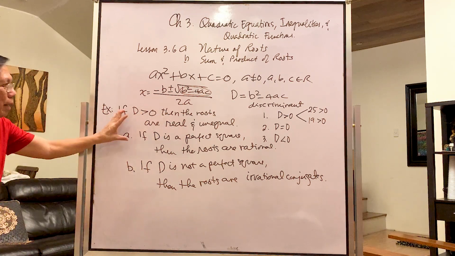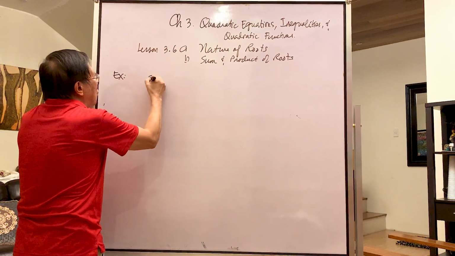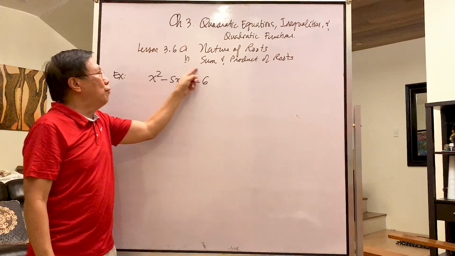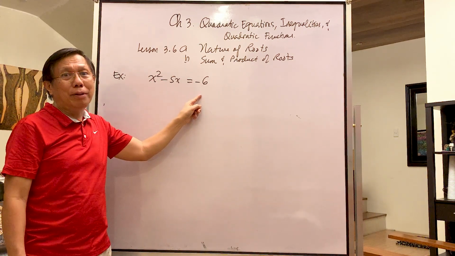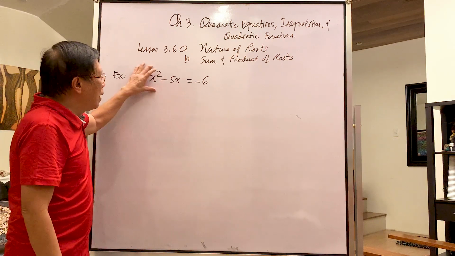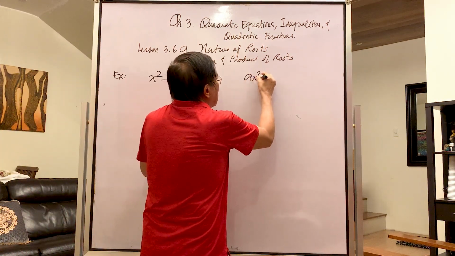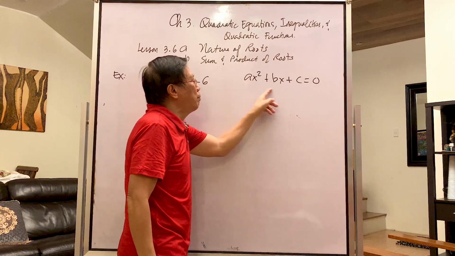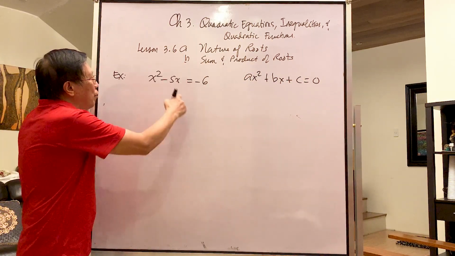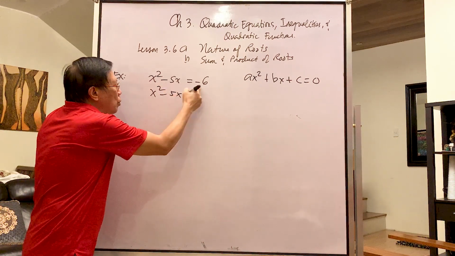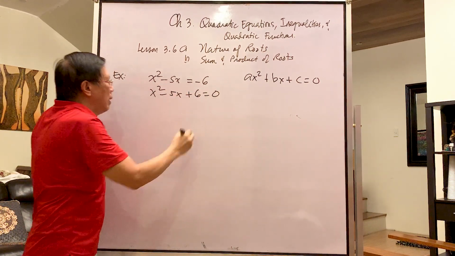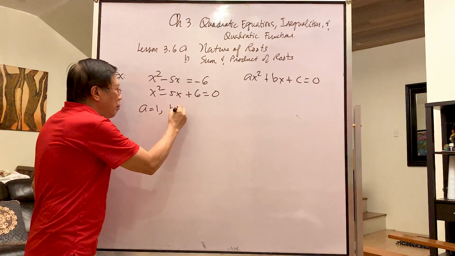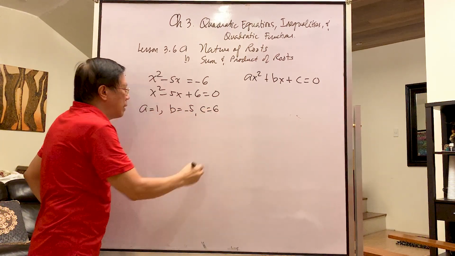Let's illustrate this property. For example, suppose we have x² − 5x = −6. For us to solve for the discriminant of this given quadratic equation, we need to transform this quadratic equation into its standard form. Meaning, one side is 0 and the other side is in expanded form like this. Therefore, what we need to do here will be to use addition property. So we get here x² − 5x + 6 = 0. From this example, we know that a = 1, b = −5, and c = 6.